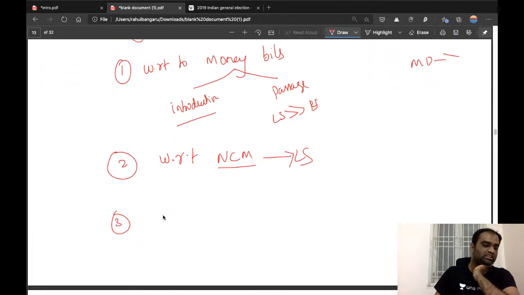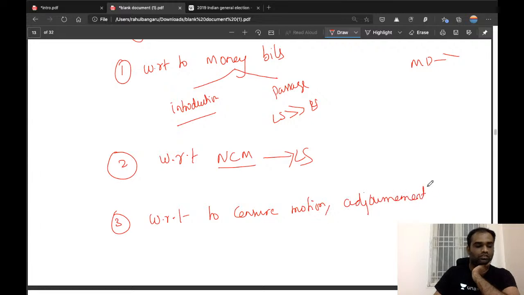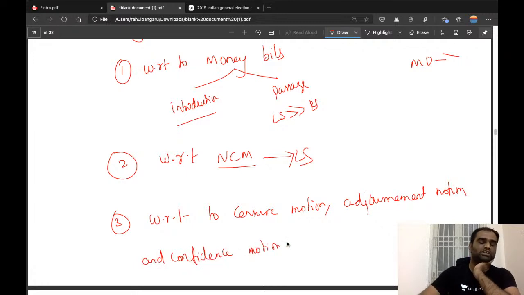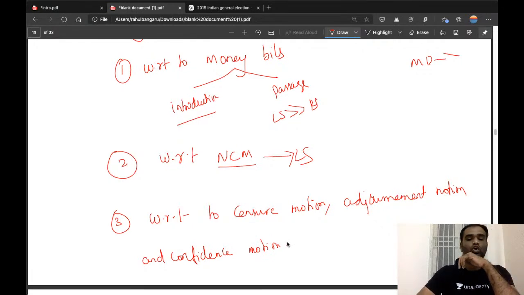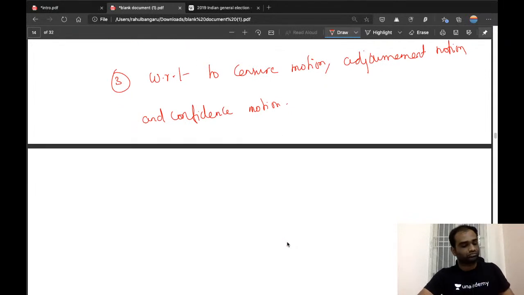Now the next one is with respect to the censure motion. Lok Sabha enjoys some special powers compared to Rajya Sabha with respect to the censure motion, adjournment motion as well as confidence motions.